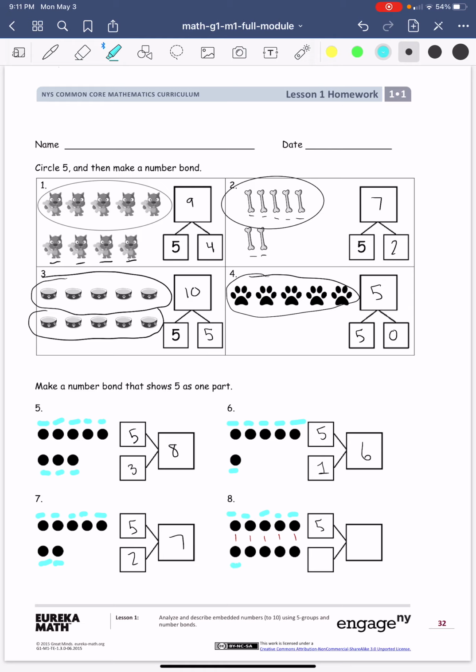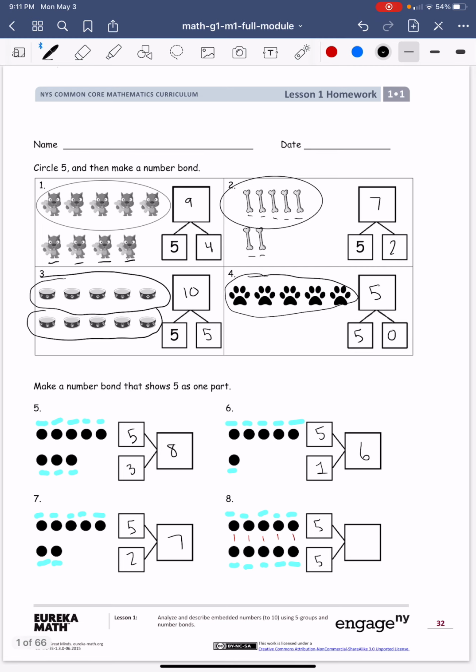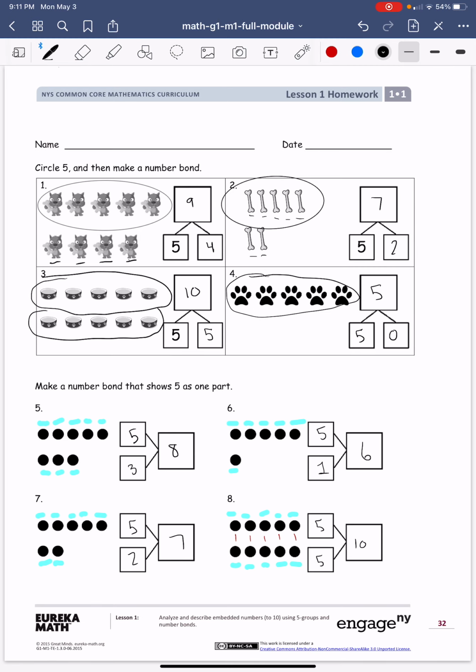Let's count. 1, 2, 3, 4, 5. Wow, that's another way that you could figure it out without having to count each one. Let's put 5 right here. What is 5 plus 5? It's 10. Good job completing the first page.